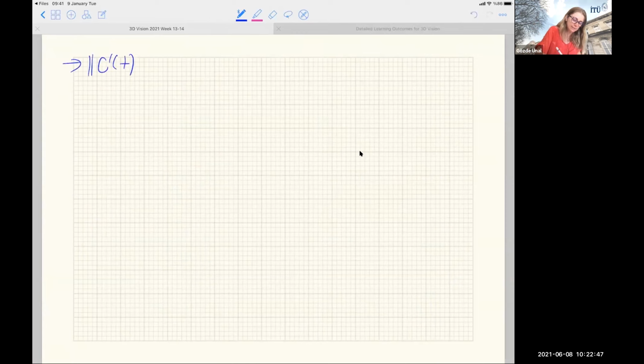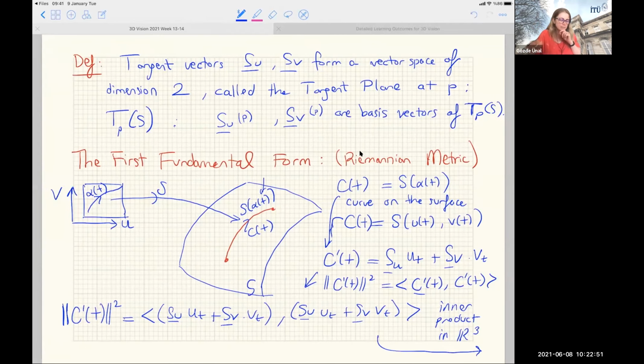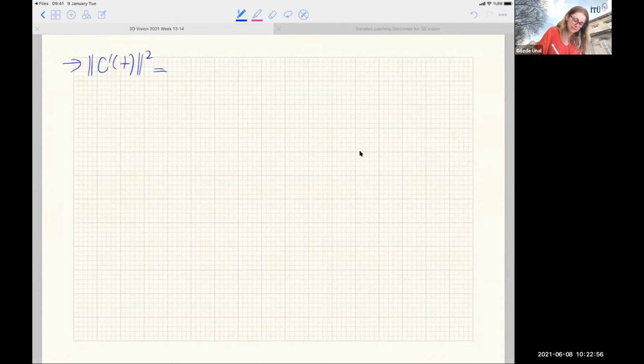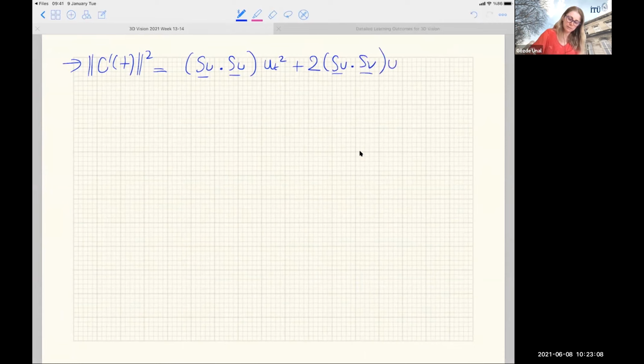So we were here at this point. Now I'm opening this inner product up, guys. So I will have S sub U dot S sub U, U prime of t squared, plus 2 S sub U dot S sub V, U prime of t V prime of t, plus S sub V dot S sub V, V prime of t squared. You see, I have tangent vectors, and now I have these terms.